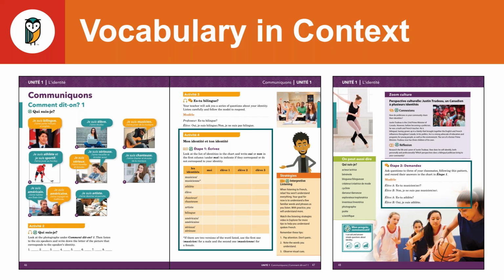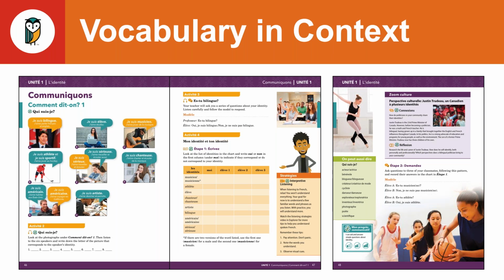That's such a great novice level example, Jay, because at the novice mid-level, students are able to use some isolated words and memorized phrases, which is what this task is asking them to do.